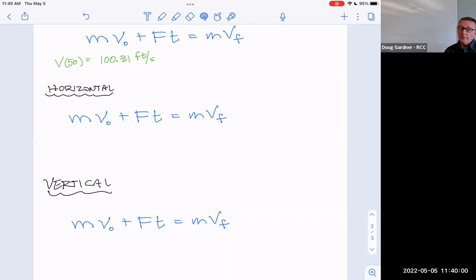So if you hit it at 100.31 feet per second at a 50-degree angle, then the ball is going to bounce off the top of the fence. Does that make sense? That's what we've figured out here so far. So I have a path, and awesome, it's going to work. Okay, great.